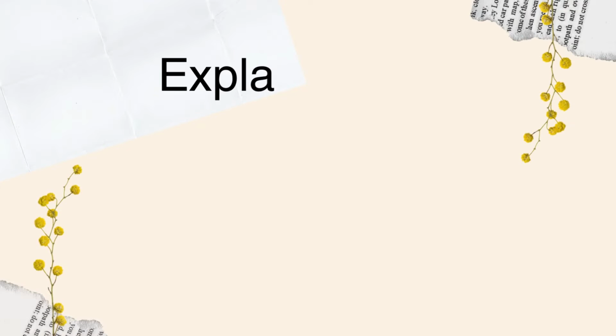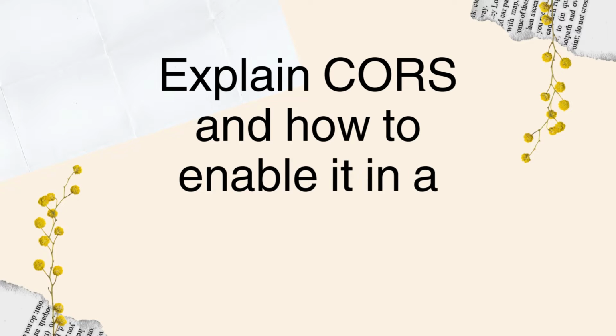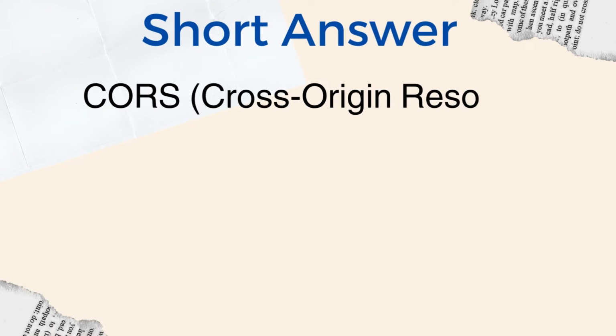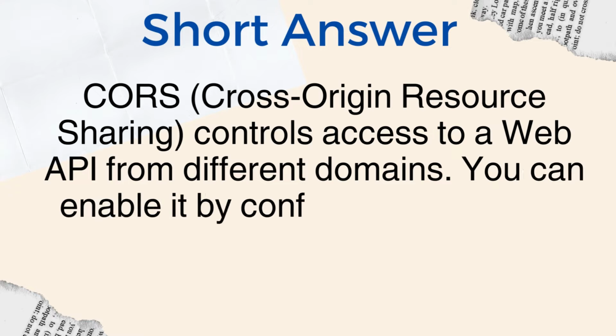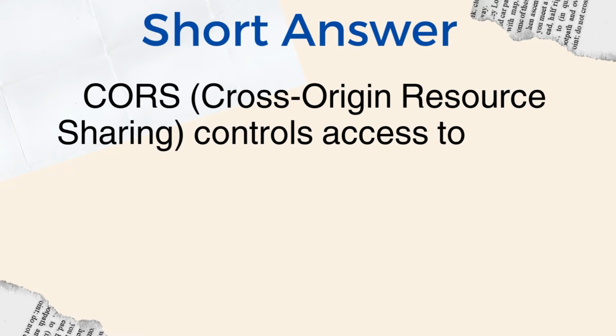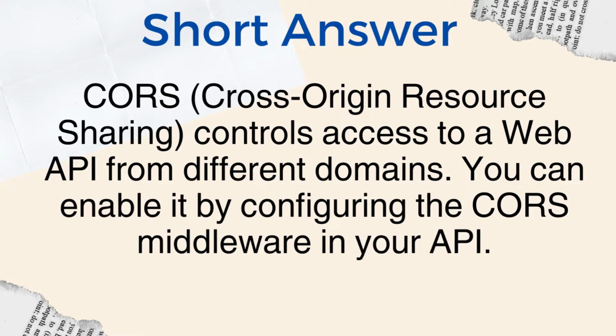So the next question is a very important question. Explain CORS and how to enable it in .NET Core Web API. First, let's understand. I'm going to tell you the short answer first. CORS stands for Cross Origin Resource Sharing. This controls the access to the web API from different domains, and you can enable it by configuring the CORS middleware in your API. This is the short answer, and I'll explain what it is.